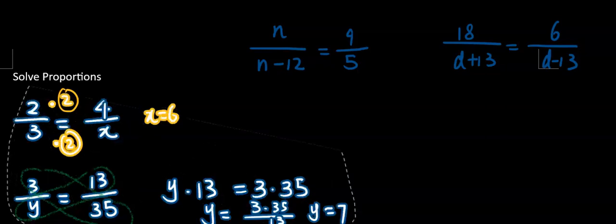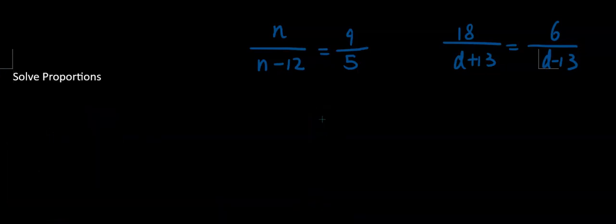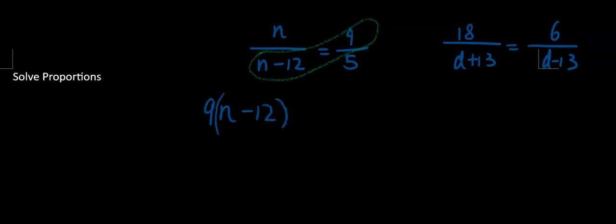These two are quite simple. We did it last time. Let's look at something a little bit different. n over n minus 12 equals 9 over 5. Use the cross multiplication. Let's see what happened. When you use cross multiplication, remember n minus 12 comes together. This relationship is multiplication. Therefore, 9 needs to multiply by n, and 9 also needs to multiply by negative 12. So this is what is happening.